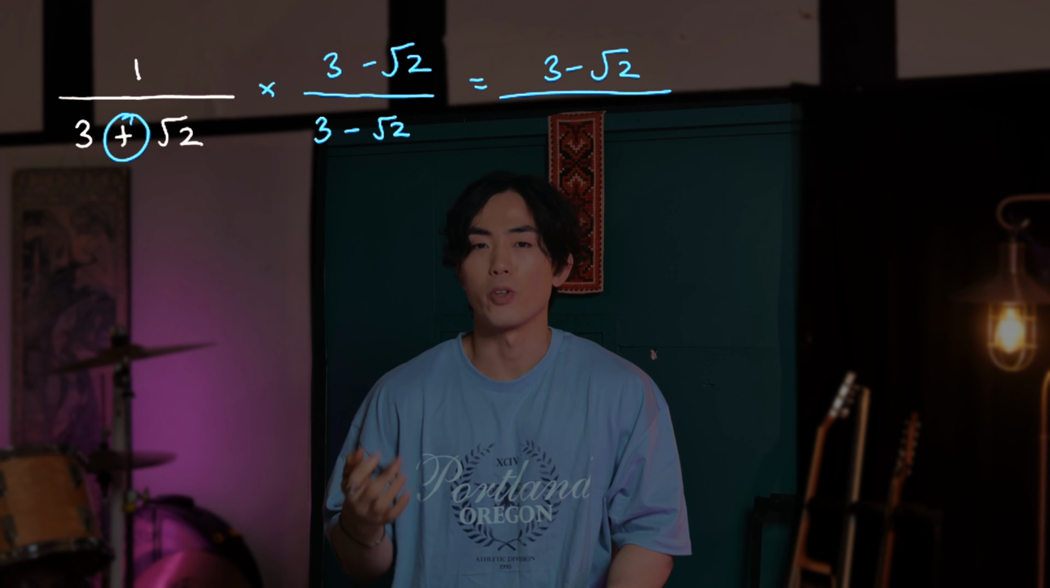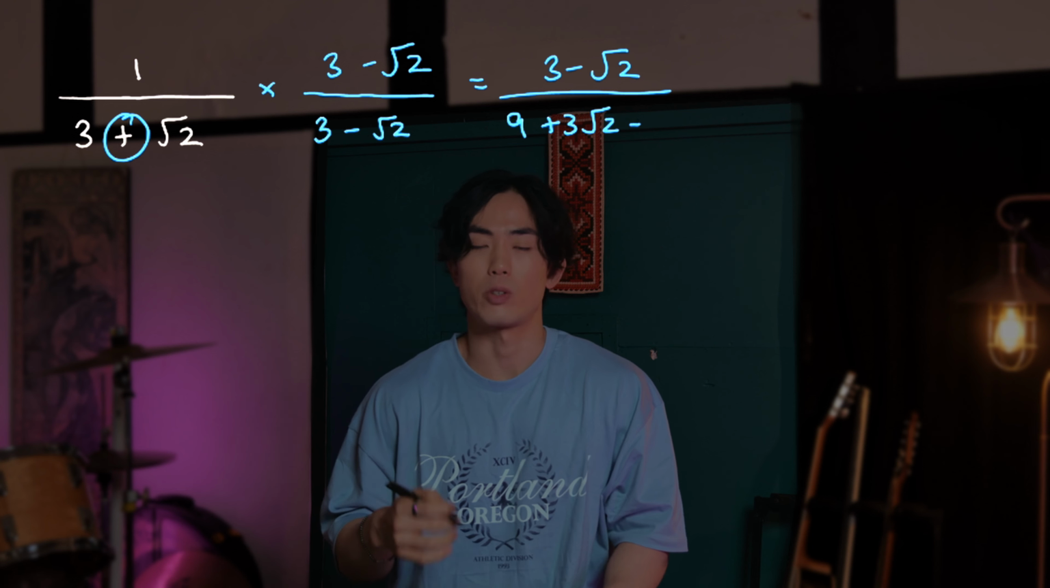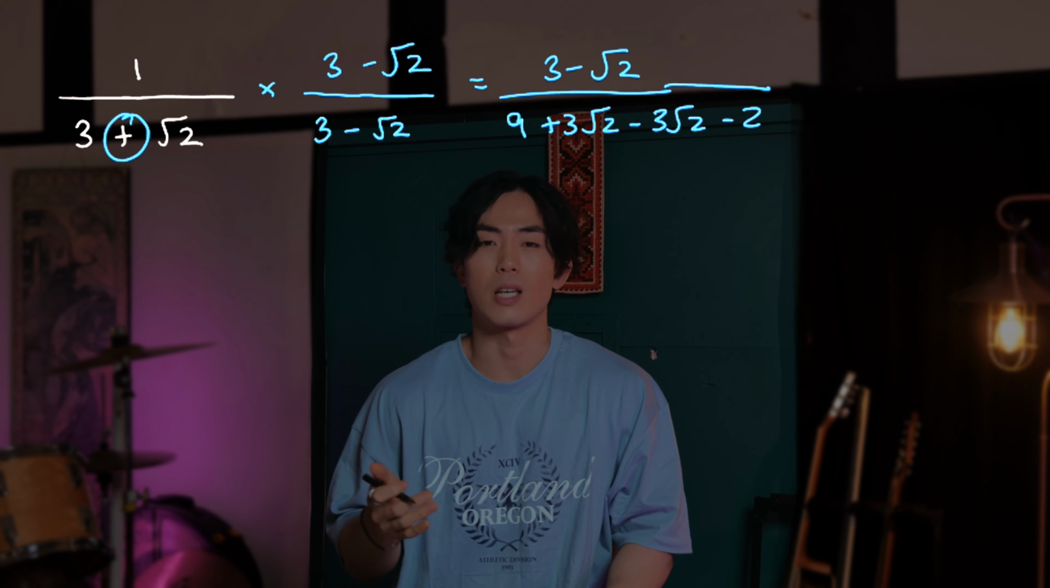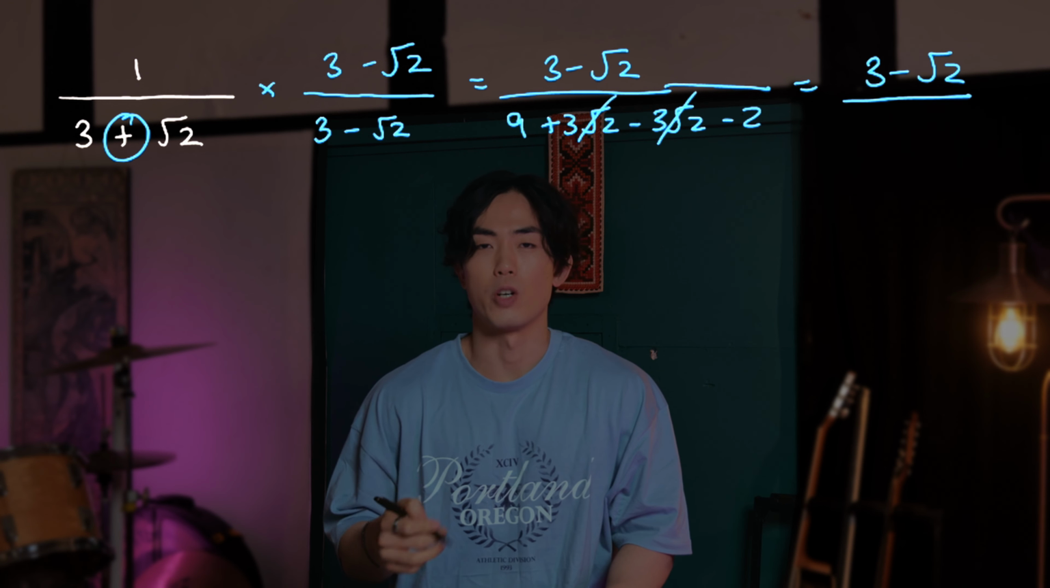The bottom, if you were to multiply, it will be 3 times 3 is 9 plus 3 root 2 minus 3 root 2 minus 2. And what you notice is these two middle terms, they cancel out to give us 9 minus 2, which is a 7. So we'll be left with 3 minus root 2 over 7.